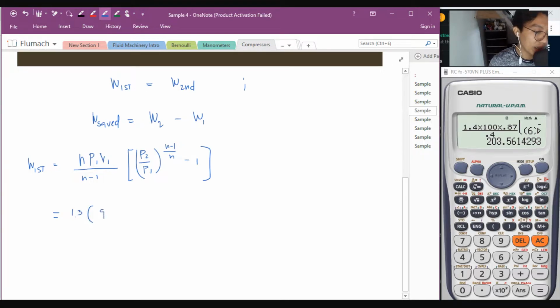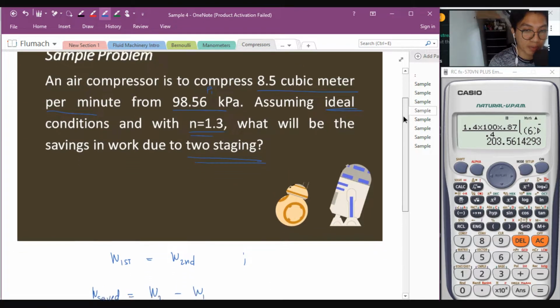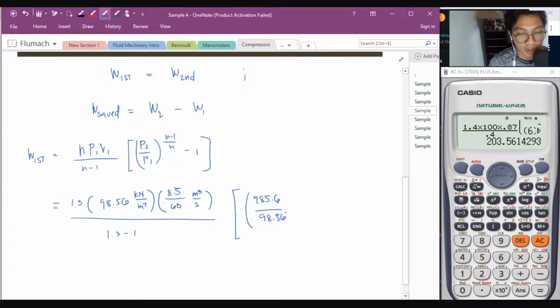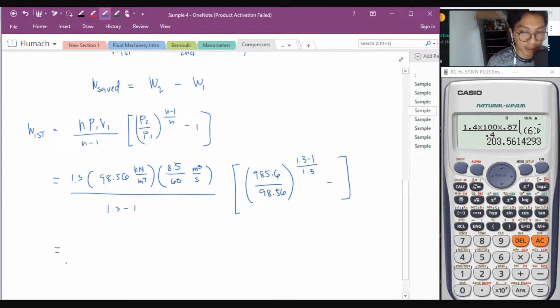Yung P1 is 98.56 kilonewton per meter squared multiplied to, ang sabi dito is 8.5 cubic meter per minute. So, 8.5 para maging second, divide na lang natin ng 60 cubic meter in every second. Then, divide natin ng 1.3 minus 1. Multiply to P2 over P1, that is 985.6 divided by 98.56 raised to 1.3 minus 1 over 1.3, minus 1. So, the answer, calculate muna natin.